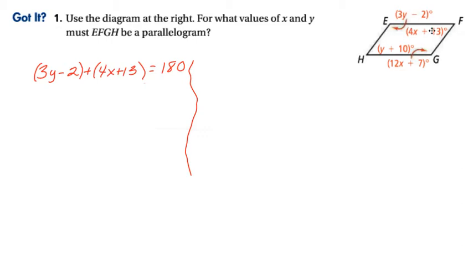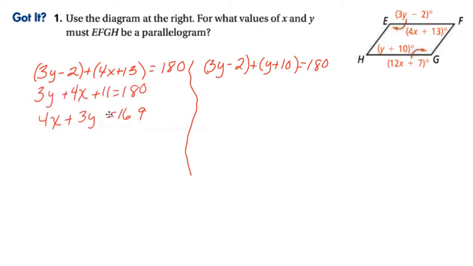So if I set this one plus this one equal to 180, then I could also say that 3y minus 2 plus the one below it, angle E and angle H, are supplementary. So as long as E and F add to 180 and E and H add to 180, then we should be okay. Well, here is the math behind this one.